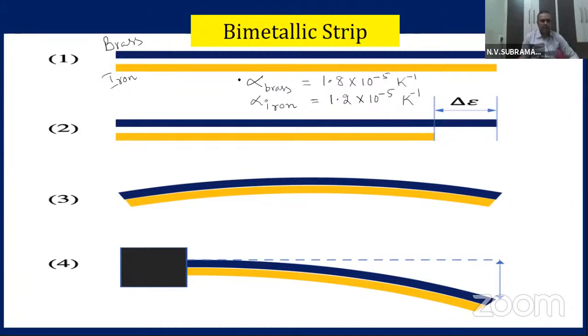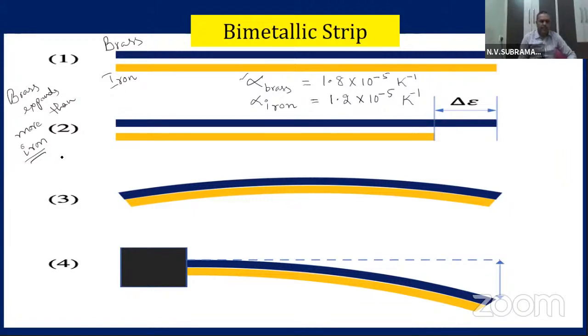So here alpha brass is more than alpha iron, which means brass expands more than iron. What will expand more? Brass expands more than iron for the same rise in temperature. So this property is called differential expansion of the metals. Okay, differential expansion meaning the one metal expands more compared to the other. That is called differential expansion.